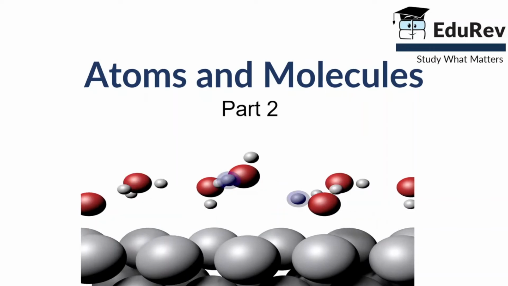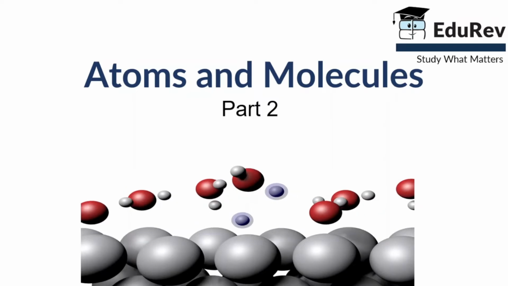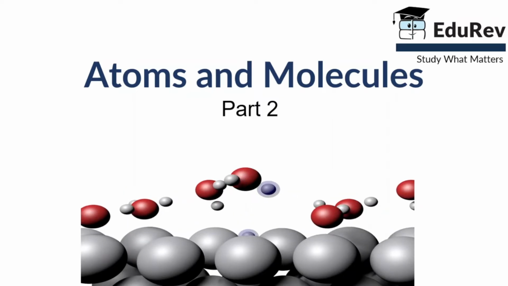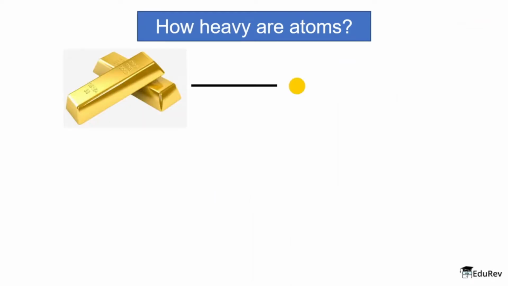Hi everyone, in this video I'm going to be talking about what is atomic mass and what is a mole. So we know how small atoms are and what exactly atoms are. Now let's talk about how heavy these atoms are, okay? So we know how every element is made up of its constituent atoms. For example, gold is made up of gold atoms.